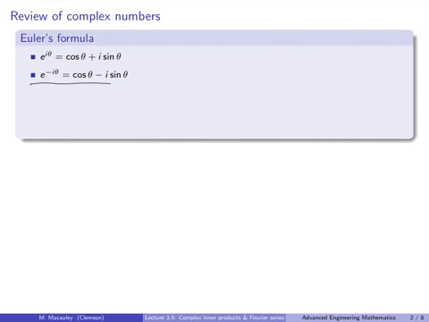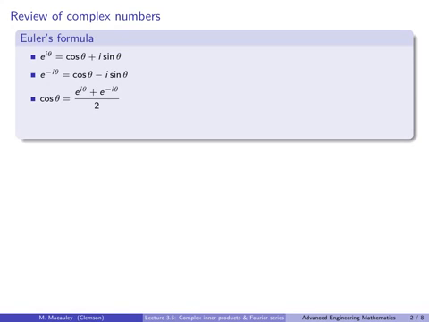Now if we add these things together, the signs cancel, and we get e to the i theta plus e to the minus i theta equals 2 cosine of theta. So this gives us a formula for cosine of theta, namely cosine of theta is e to the i theta plus e to the minus i theta over 2.